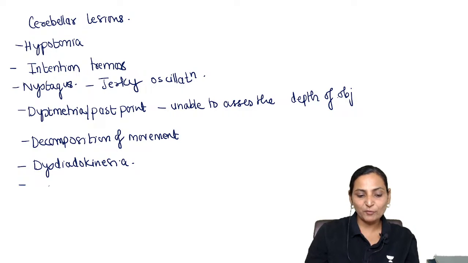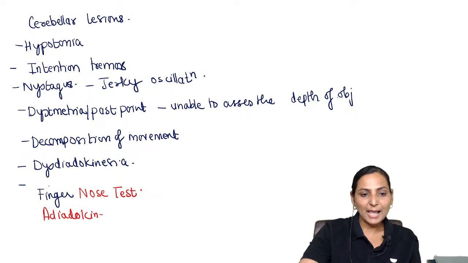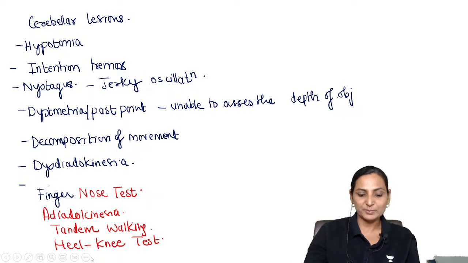What are the tests which we perform for cerebellar assessment? If you remember, we perform the finger nose test. Then alternate supination, pronation, for dysdiadokinesia. And for the lower limb, we ask for tandem walking, that means walking on a straight line. And we also do a heel knee test for the lower limb. The person is supine and the heel is supposed to slide along the knee of the opposite side.